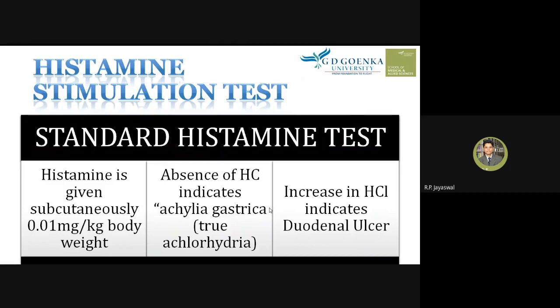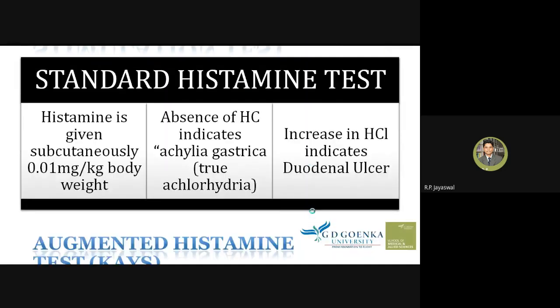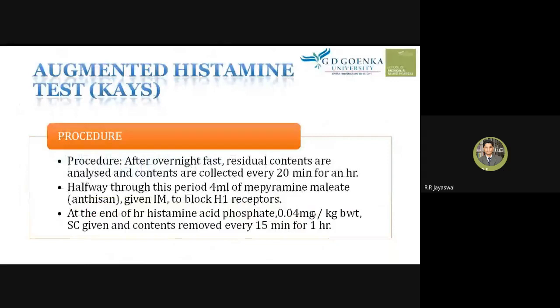So when we do this standard histamine test, the procedure is you have to inject subcutaneously 0.01 mg of histamine per kg body weight, and after that you can collect the sample of gastric juice and analyze the presence of HCl. If there is an absence of HCl, then it is termed achylia gastrica, which is a true achlorhydria. If there is an increase in HCl secretion, then we confirm that there is a duodenal ulcer. What is the augmented histamine test, also known as the Kay test?